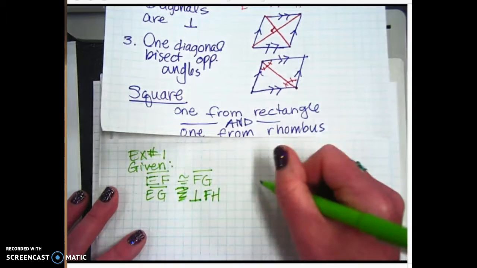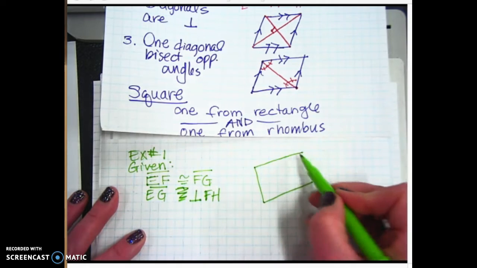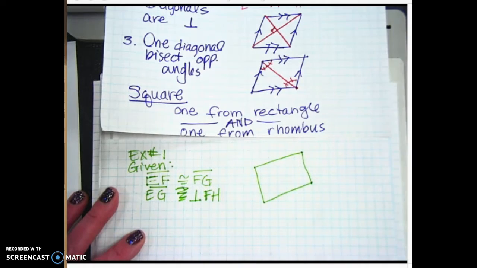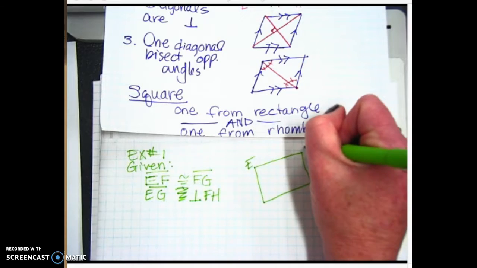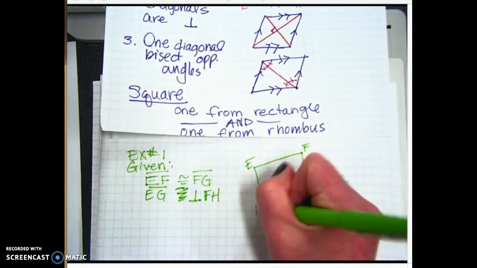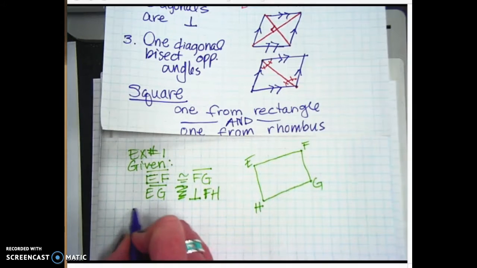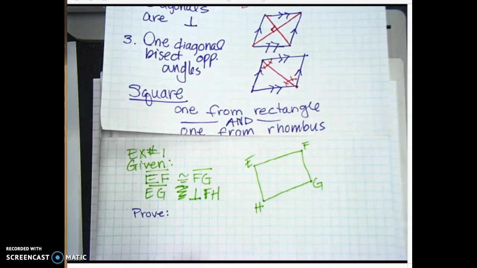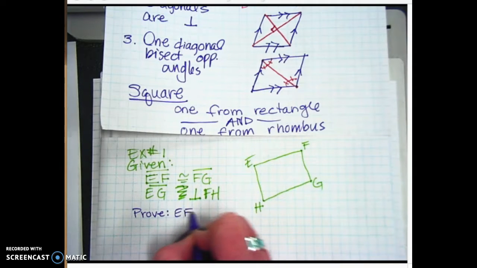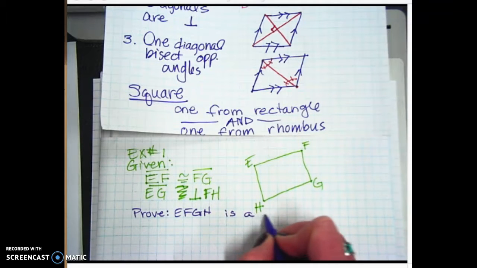Okay, so let's draw a parallelogram, and we'll label the vertices E, F, G, H. And here's what we want to prove. We want to prove that EFGH, in this case, is a rhombus.